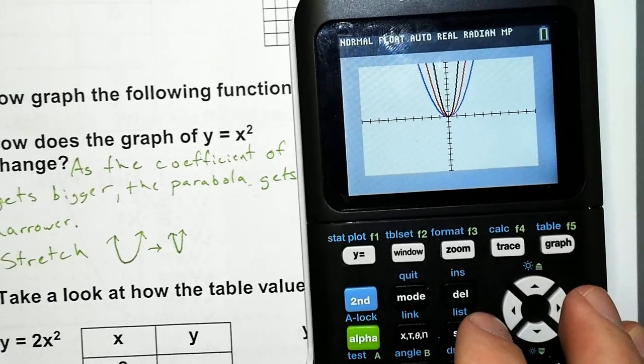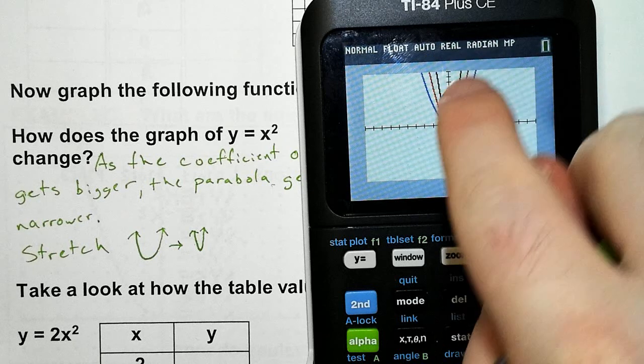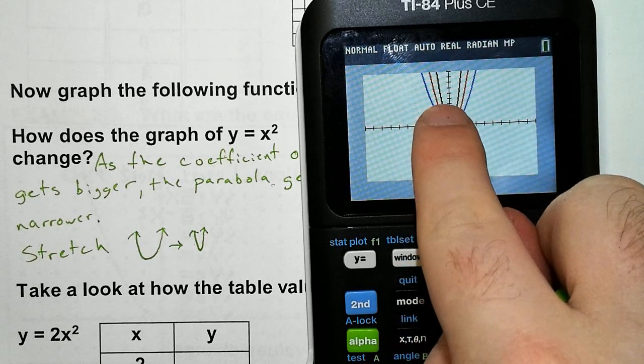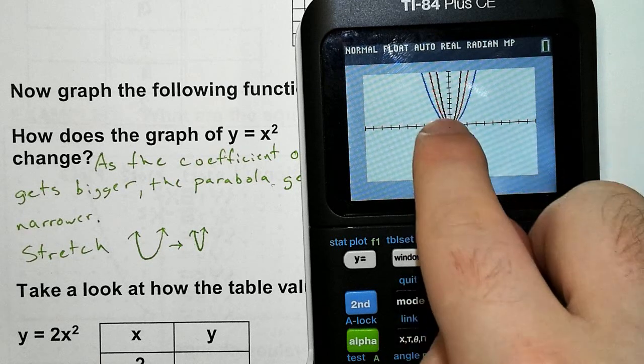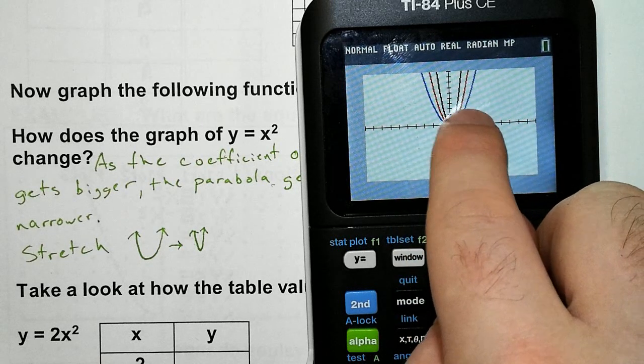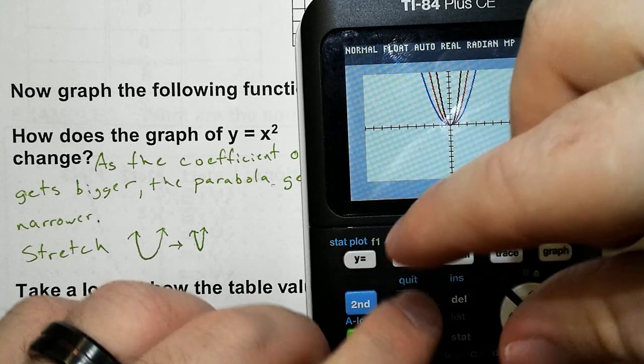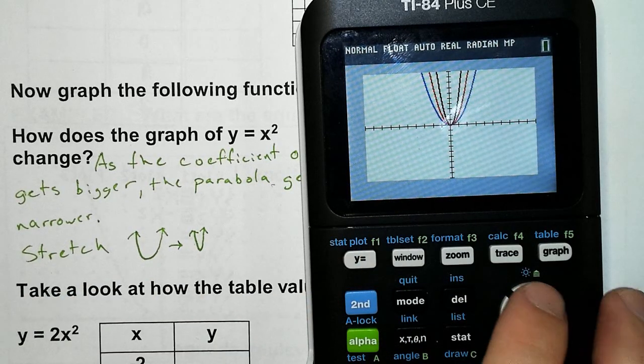And we can see that happening. The blue is our x squared. It was a pretty wide one. And then the red one was 2x squared. And then the black one was 5x squared. Every time the number got bigger, the graph stretched, or it got thinner, and it went higher faster.